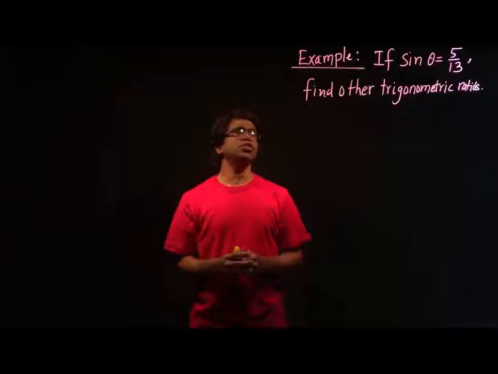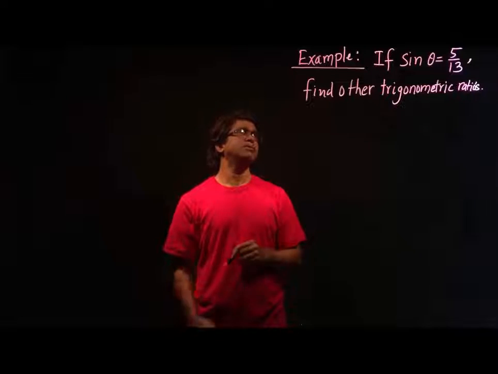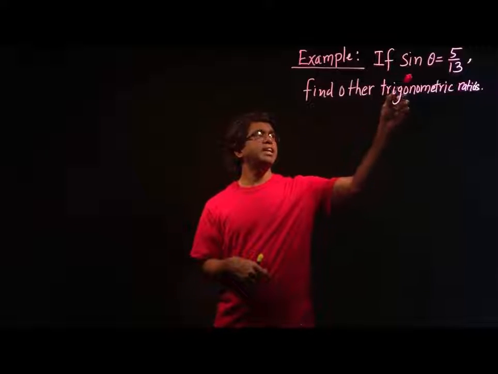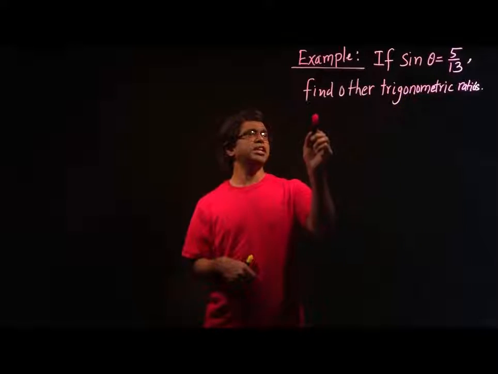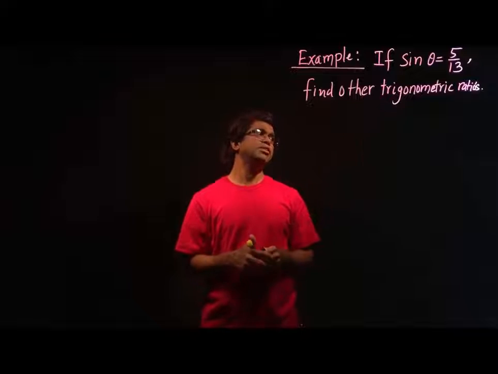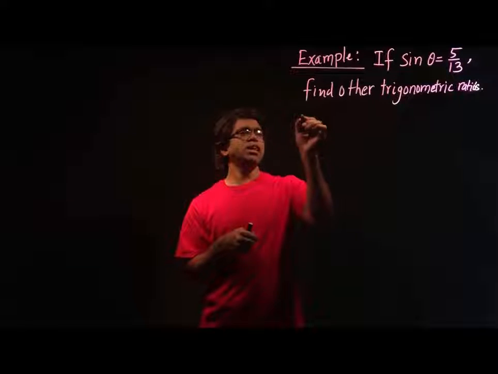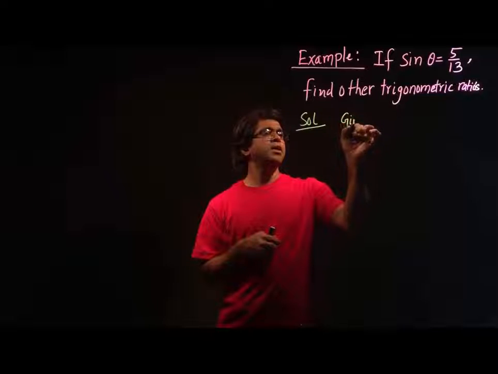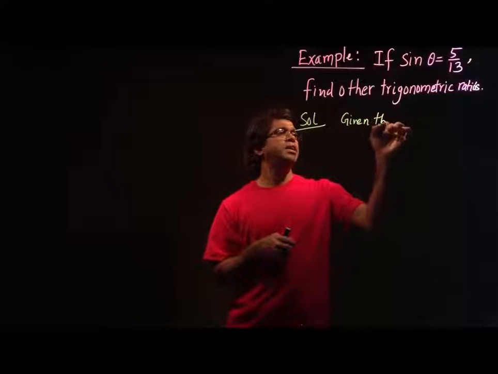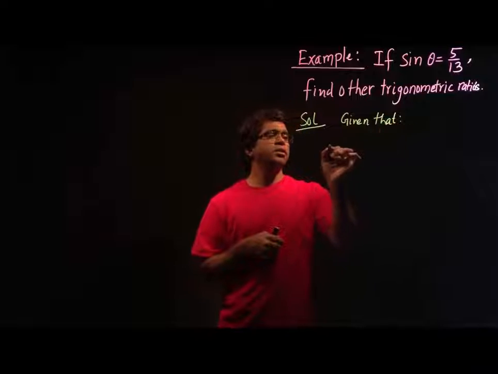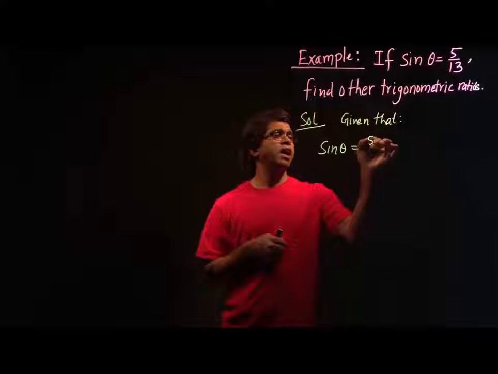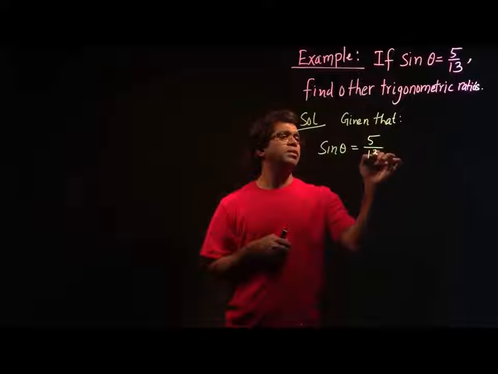In this video, we are going to talk about the examples of the trigonometric function. The example is: if sine theta is equal to 5 over 13, find the other trigonometric ratios. So, as you can see, it is given that sine theta is 5 over 13.